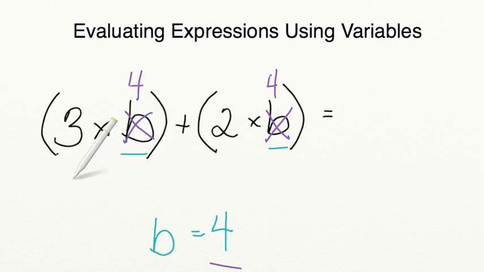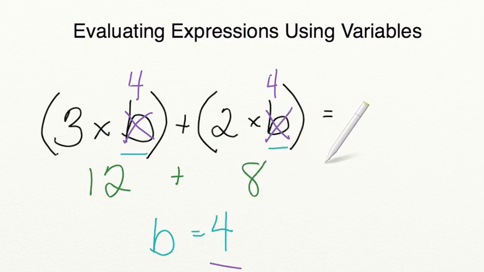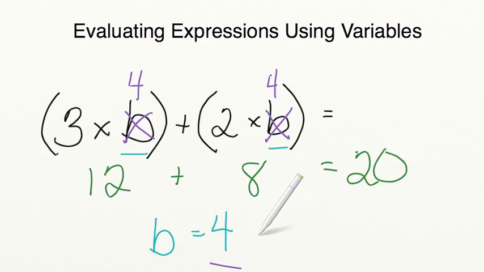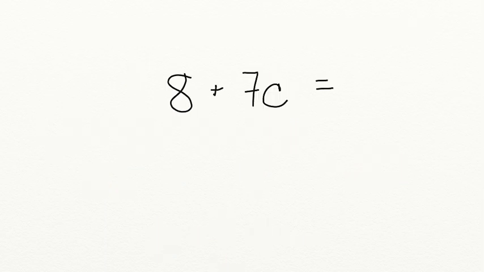3 times 4 equals 12, plus 2 times 4, which equals 8. 12 plus 8 equals 20. So using the information provided with the variable, we were able to evaluate this expression. Let's go through a practice problem together.